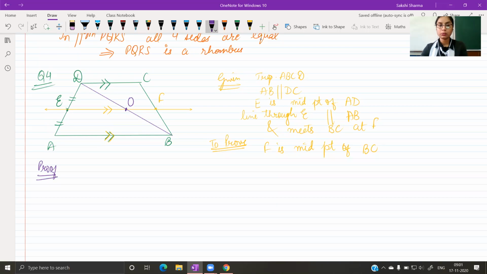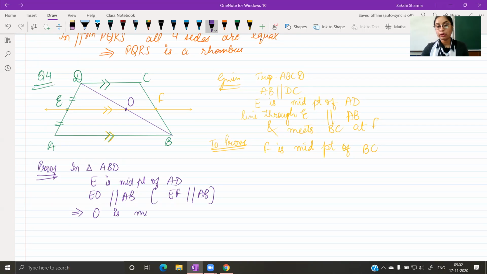I'm going to take two triangles one by one. You can draw the triangles separately if you want. So in triangle ABD, this is the first time we are using the converse of the midpoint theorem. I'm going to write in detail, but later you can write directly as well. E is the midpoint of AD. This is one side of the triangle. EO is parallel to AB, because EF is parallel to AB, therefore the parts will also be parallel. This implies that O is the midpoint of the side BD.